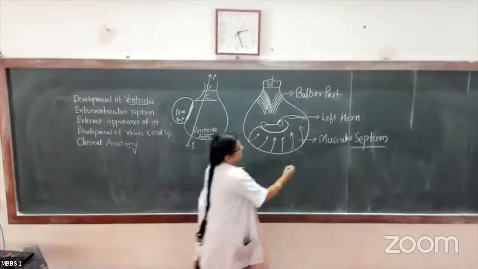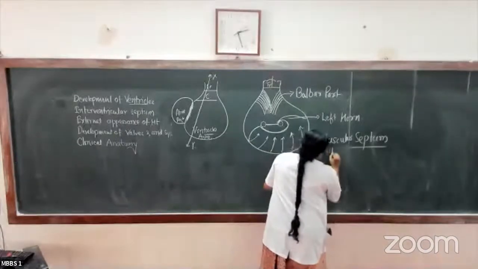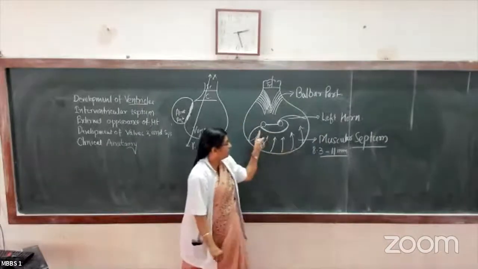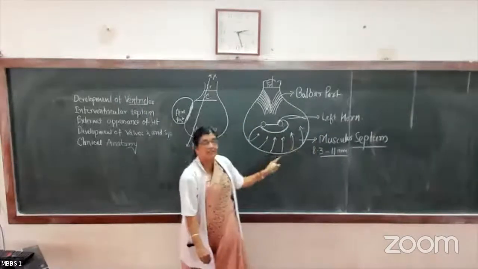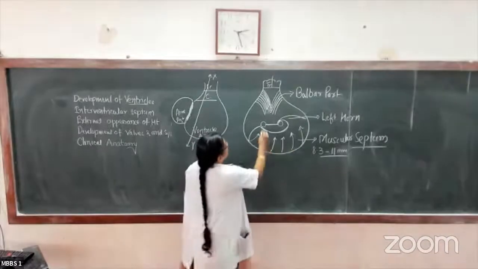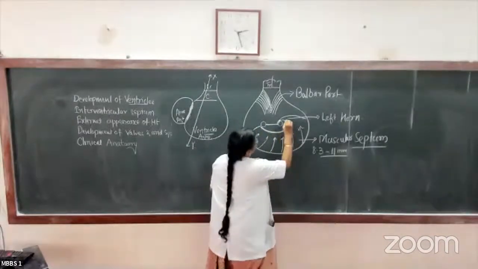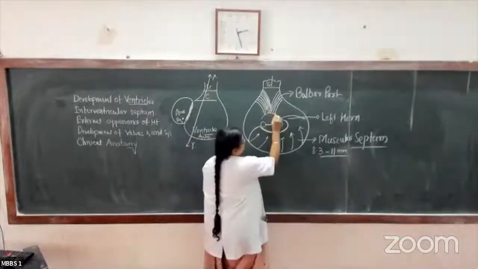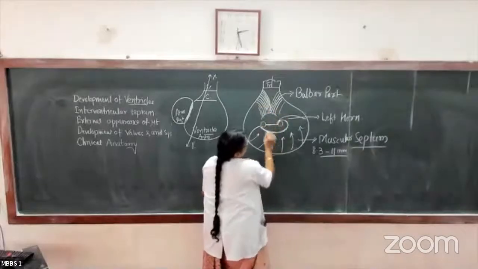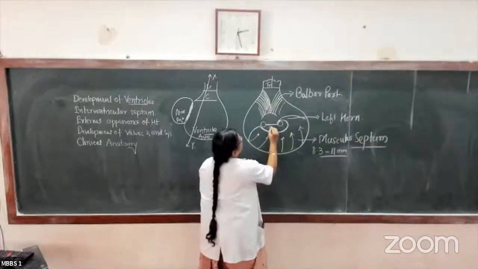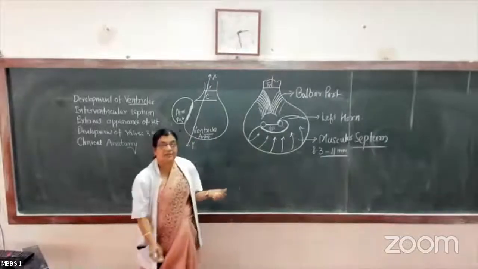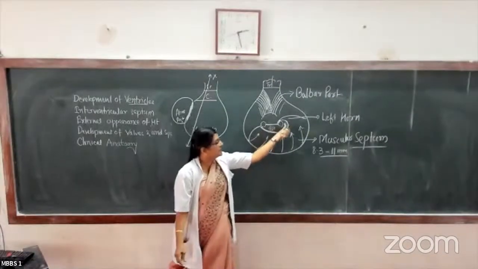It has a length of about 8.3 to 11 millimeters, which is the mean of various heights of this septum. Now this upper margin is free. The bulbar septum is coming down, but still there remains a gap, which will be filled by proliferation of the cells in the AV cushion.